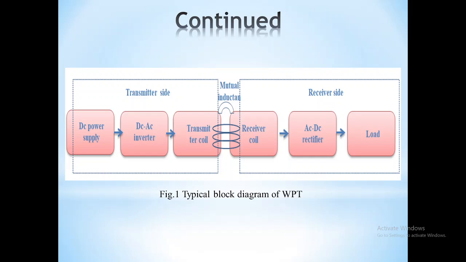This figure shows a typical block diagram of wireless power transfer, which consists of a DC power supply, a DC to AC inverter, and the transmitter coil. These three parts are the transmitter side of the wireless power transfer system. The receiver side consists of the receiver coil, an AC to DC rectifier, and a load, which may be a smartphone, an electric car, or any device.